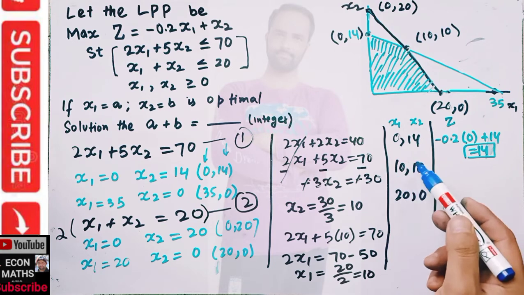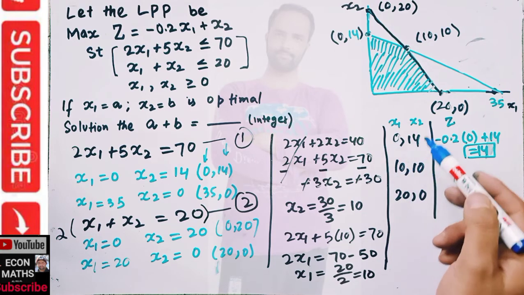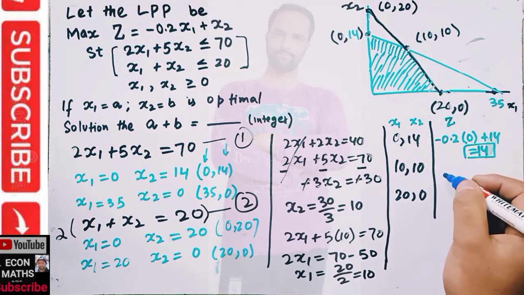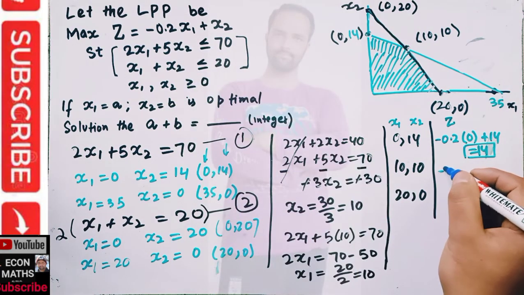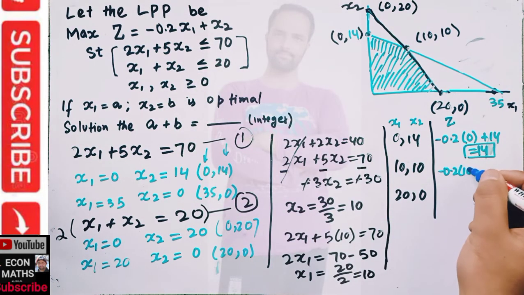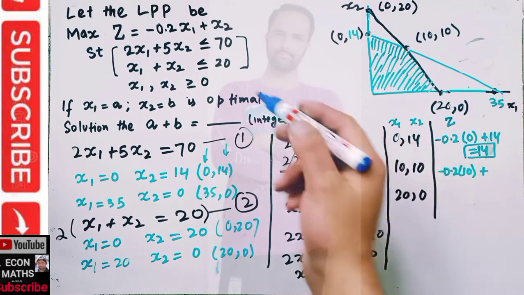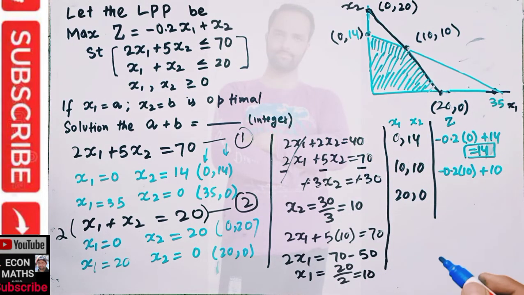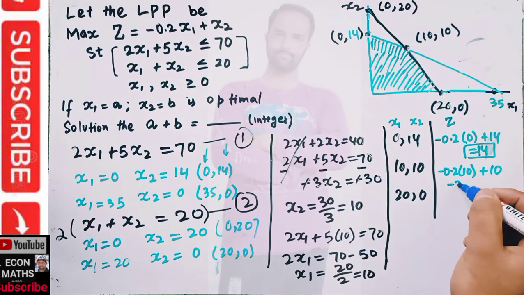Let's figure out at this point, when x1 is equal to 10 and x2 is equal to 10, what will be our z? Just plug in: we have minus 0.2 times 10 plus the value of x2, which is also 10, so this is minus 2 plus 10, so we only get here 8 as the value of z.